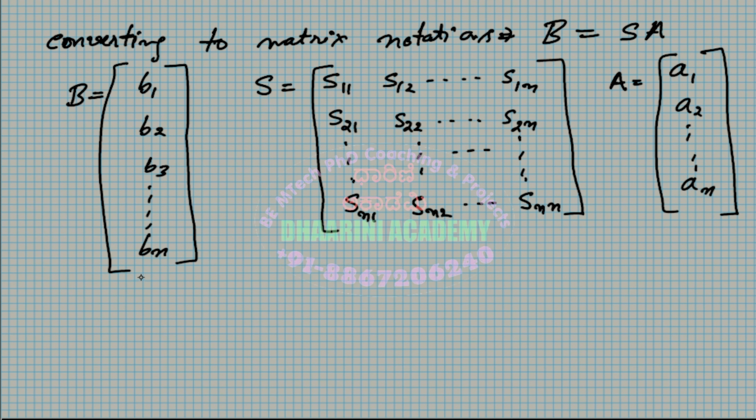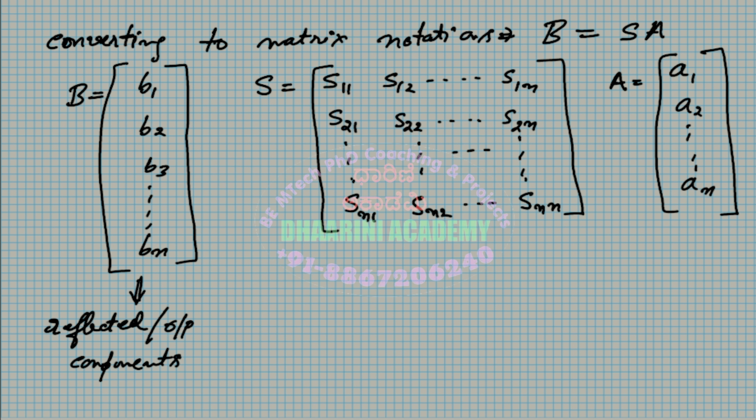So this actually represents the reflected, or you can even call as output, components on different lines if you are considering it as a circuit. And if you are considering them to be the junctions, it's the output corresponding to each of the junctions.